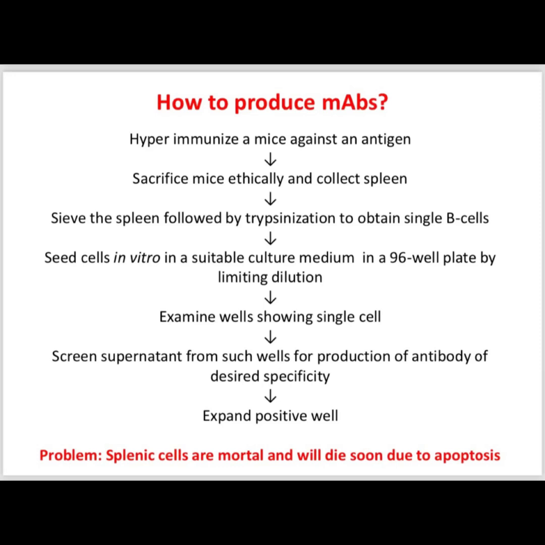Expand the positive well. The problem is that the splenic cells are mortal and will die soon due to apoptosis. This is the way to produce monoclonal antibodies.